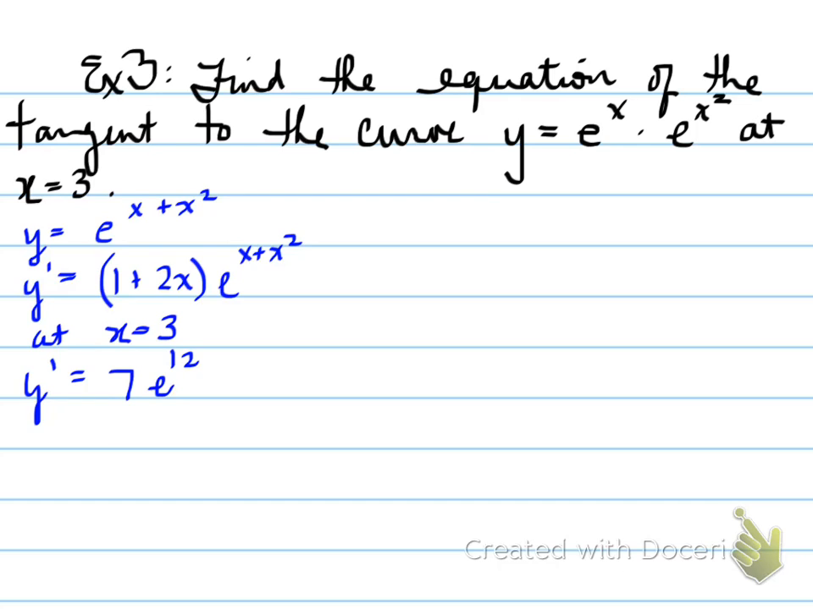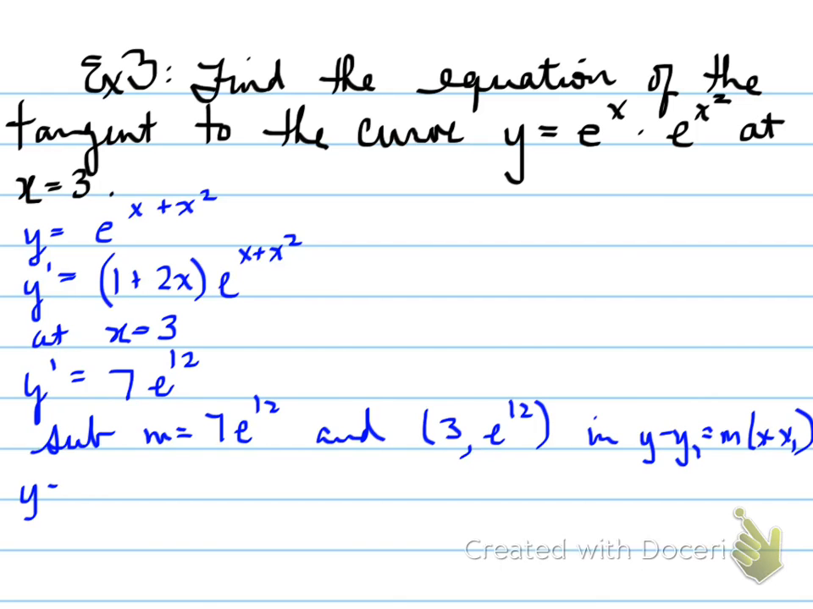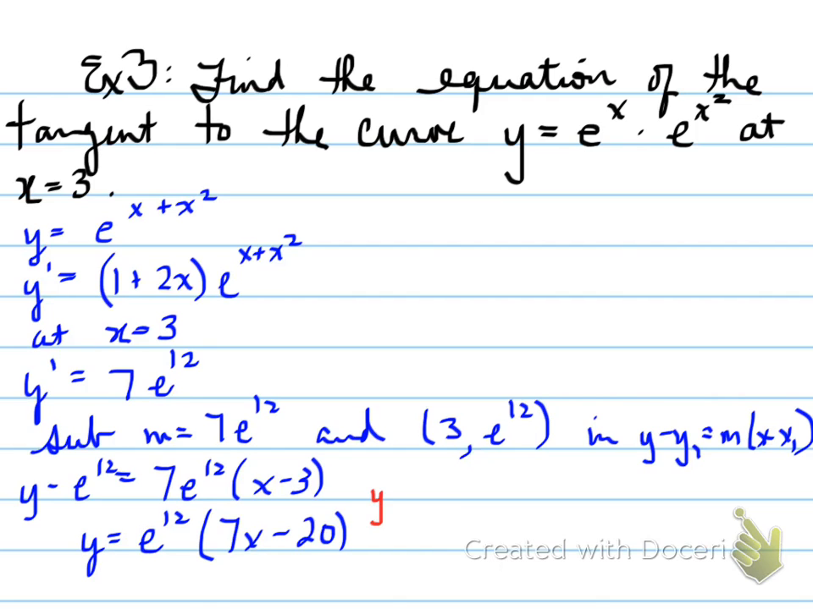To find the equation of the tangent, we sub this, 7e to the 12, that's your slope, and a point, which is 3, and plug in 3 for x in the original equation. You get e to the 12 into the linear equation, and you get something that looks like this, expanded, collect like terms. There's an example in red of the part that I skipped to get from this line to this line. Here's the part that I skipped.